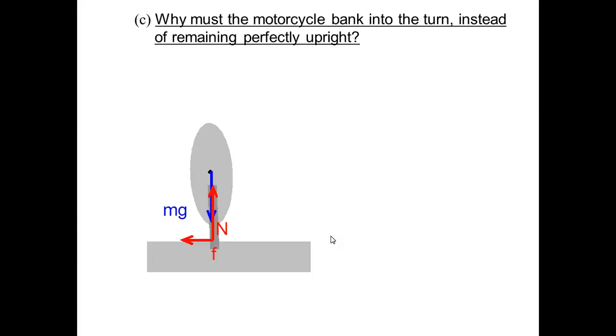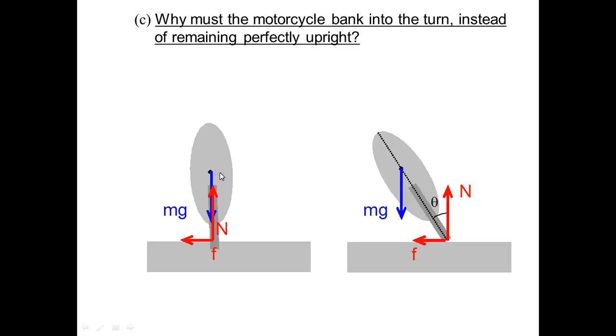Let's take a look at part C. Why must the motorcycle bank into the turn instead of remaining perfectly upright? Over here you can see that I have a diagram whereby the motorcycle is perfectly upright. Why can't the motorcycle be perfectly upright when it's turning? Compare that to the motorcycle tilted at an angle. This is usually what we see when the motorcycle is turning. The motorcycle together with the man will be tilting at an angle. So why must it tilt at an angle?